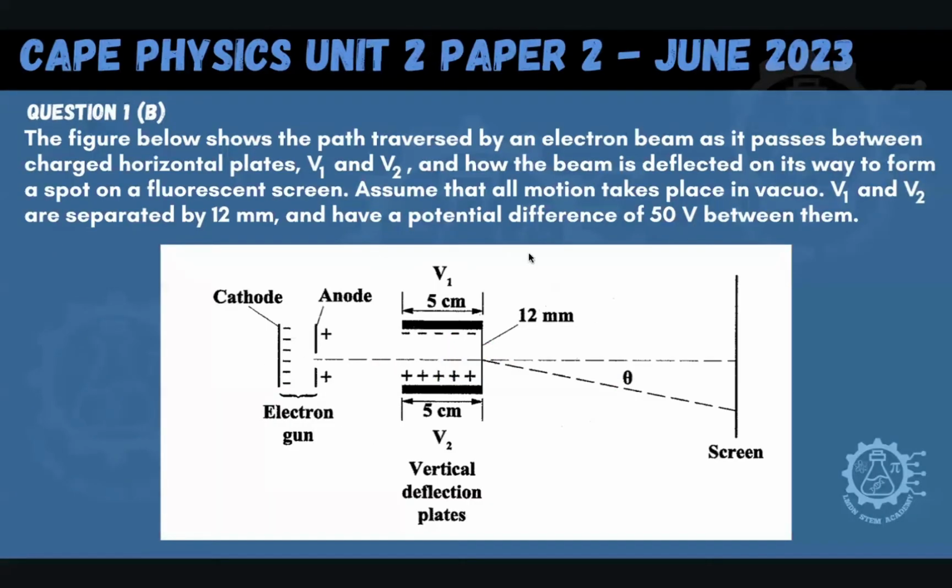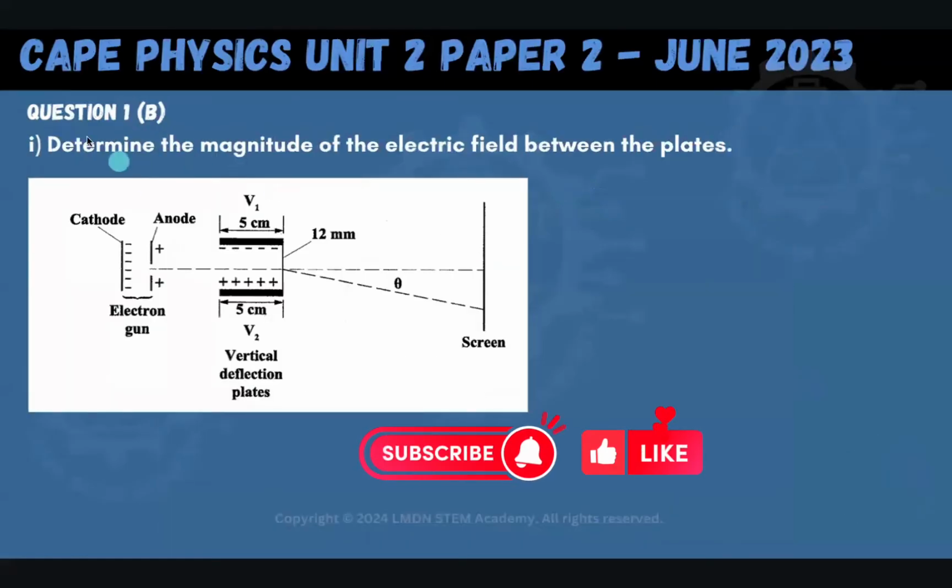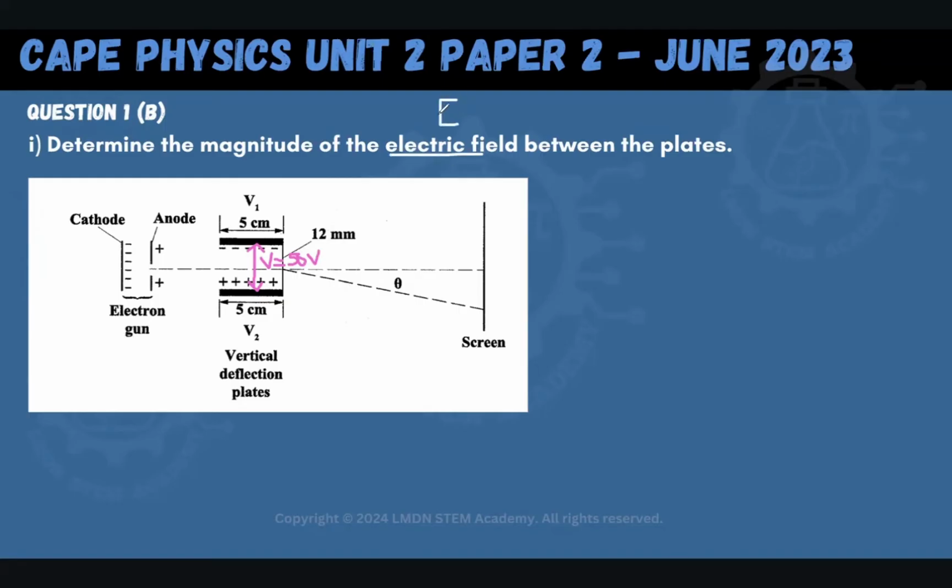All right, so let's go here. For B part 1, we're supposed to determine the magnitude of the electric field between the plates. Okay, magnitude of the electric field, so that is your electric field strength that you're being asked to find. So let me just drop on here again that the question told us that the potential difference is 50 volts. If we need to find the magnitude of the electric field, that's your electric field strength E.